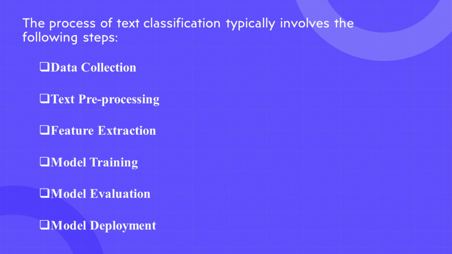Text pre-processing. Once you have a dataset of text documents, the next step is to pre-process the text to prepare it for analysis. This involves removing stop words, stemming or lemmatizing words, and converting text to lowercase.